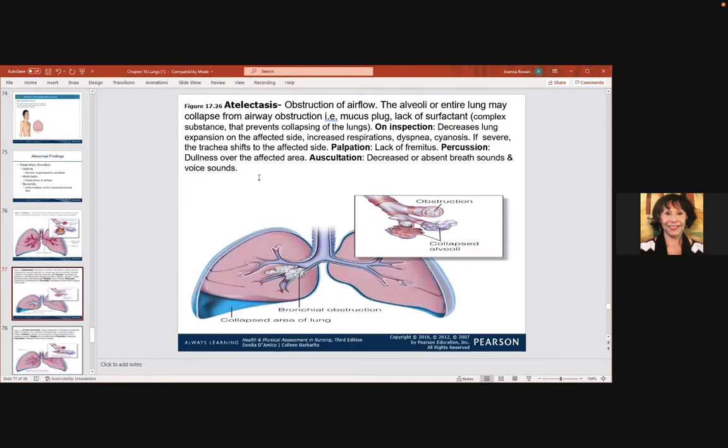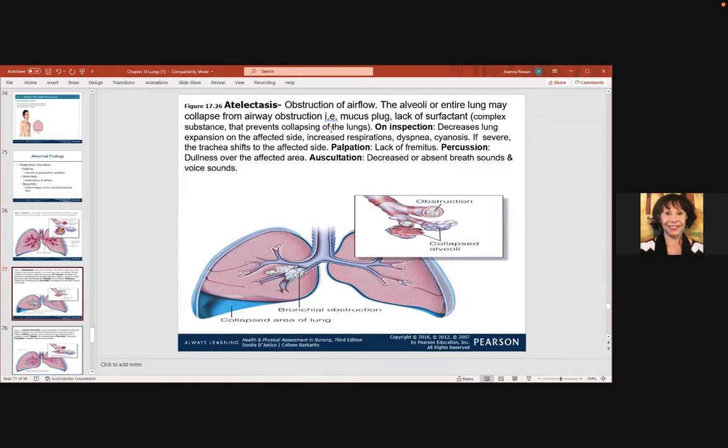Now atelectasis, which is an obstruction of airflow. The alveoli or entire lung may collapse from airway obstruction, mucus plug, or lack of surfactant, which is a complex substance that prevents collapsing of the lungs.